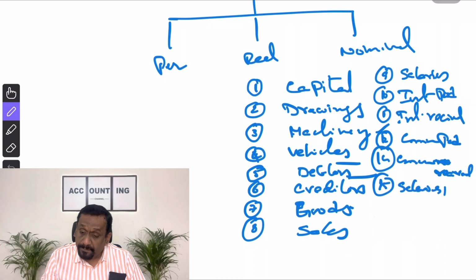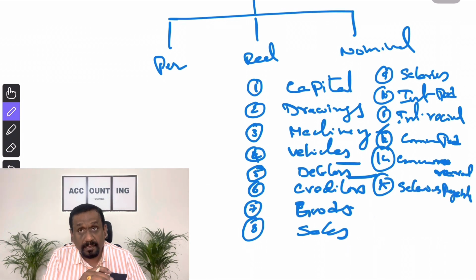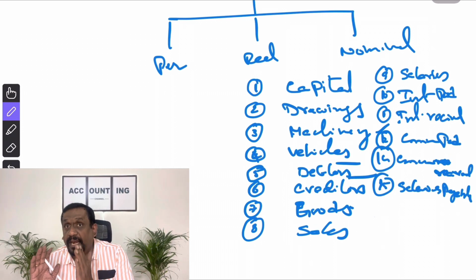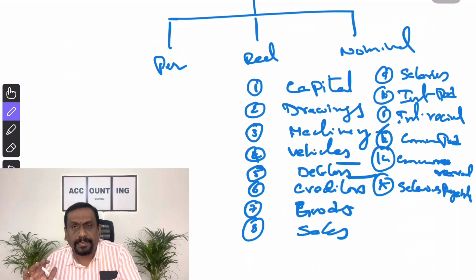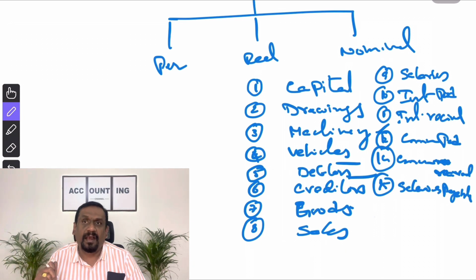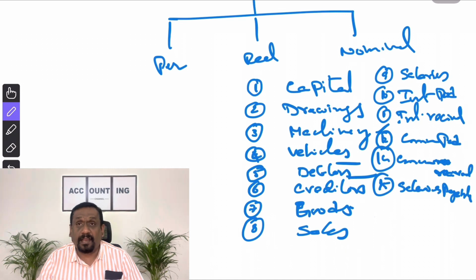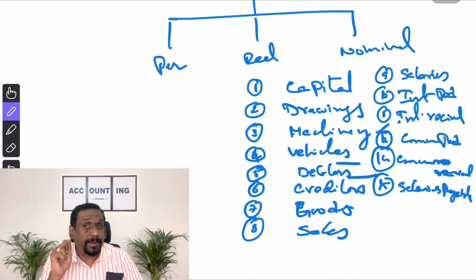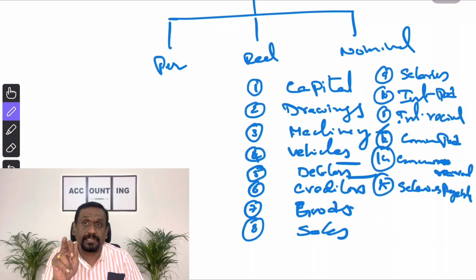Salaries payable. Salaries paid is an expenditure. Payable is a liability. Please try to understand. Salaries paid is an expenditure because you paid. Salaries payable is a liability. Salaries payable are outstanding salaries. What type of account? Payable to whom? Person, right? So salaries payable is a personal account. What type of person? Representative person. Why is it a representative person? Salaries payable account will be credited on behalf of a person. Hence, salaries payable account will be treated as a representative person.